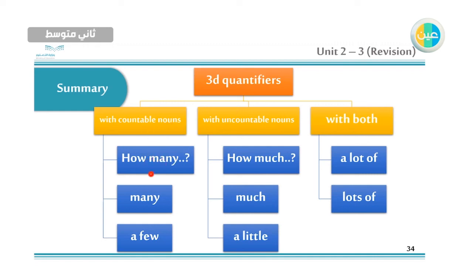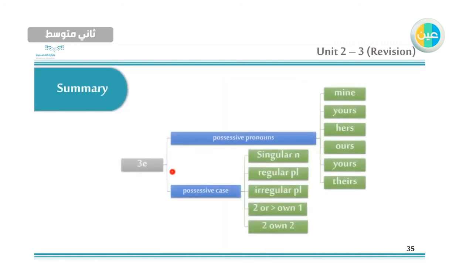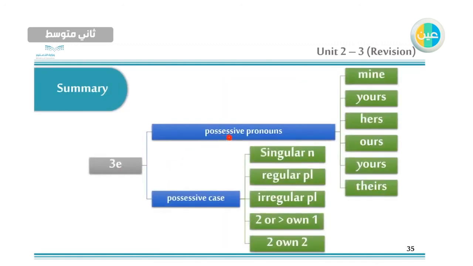So we can use how many and many and a few with countable nouns, and we can use how much, much, a little with uncountable nouns, and we can use a lot of and lots of with both countable and uncountable nouns. And in lesson 3E, we talked about the possessive pronouns and possessive case, and we said the possessive pronouns are mine, yours, hers, ours, yours, theirs. And for the possessive case, we have 5 different cases.